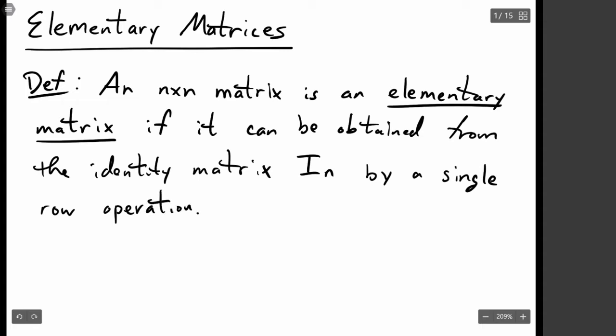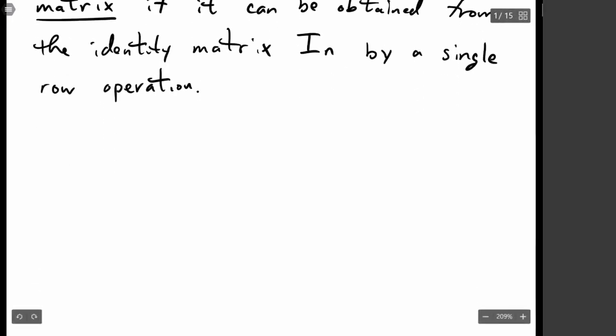So this says, if I take the identity matrix and I swap any two rows, for example, that would be an elementary matrix. Of course, the identity matrix itself is elementary. If we take a row and multiply it by a number, that would be an elementary matrix. Or if we take a multiple of one row and add or subtract it to another one. So some examples here.